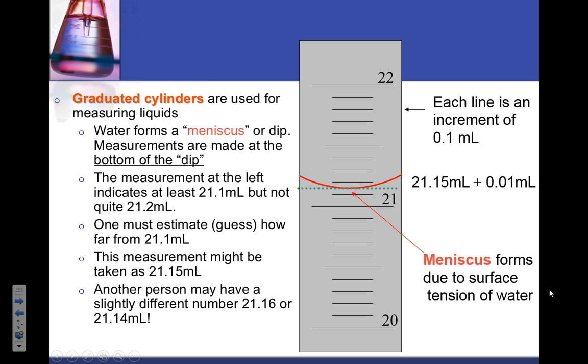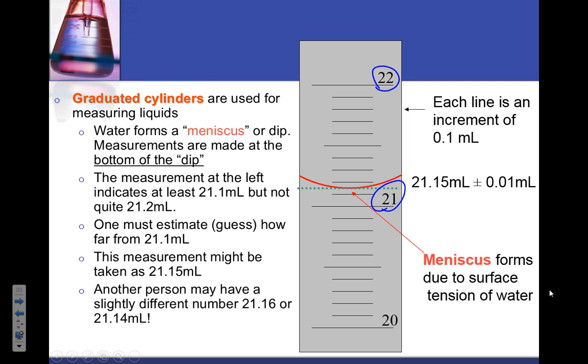So in this particular case, when I use this device, since I've got a number 21 and 22, the difference between them is 1 milliliter. And I've got 10 divisions, so that means this device reads to the tenths. Well, if it reads to the tenths, I should be able to estimate to the hundredths.